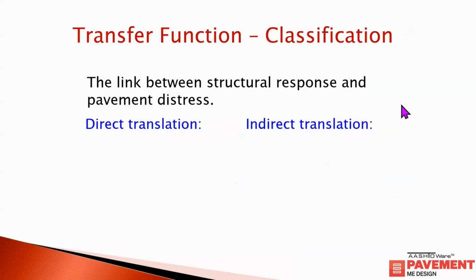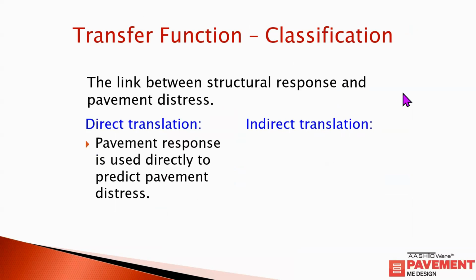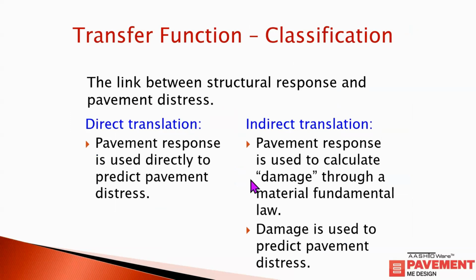And it's worth mentioning that there's two basic kinds of models going on here. There's one, the direct translation, which really only relates to basically one type of distress, rutting. And that's where the pavement response is used to directly predict pavement distress. For the indirect translation, you have kind of an intermediate function with the damage model, accumulating damage and then relating that damage to the actual physical distress that's seen in the field.